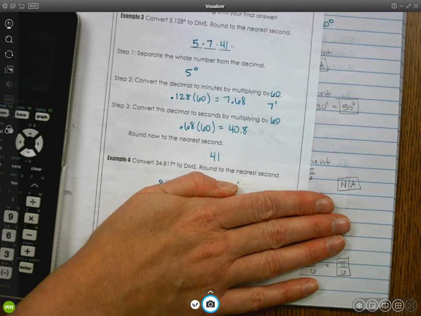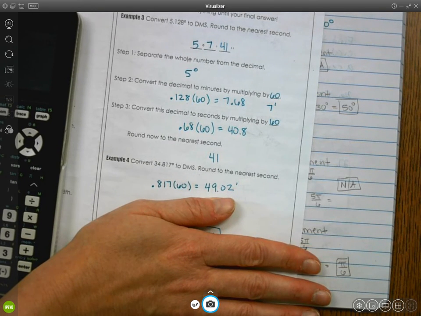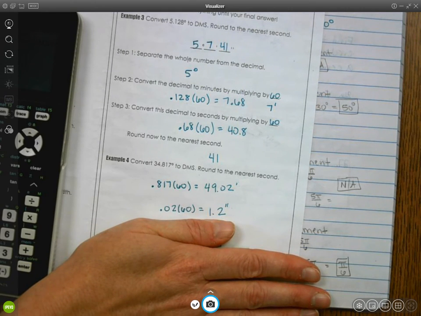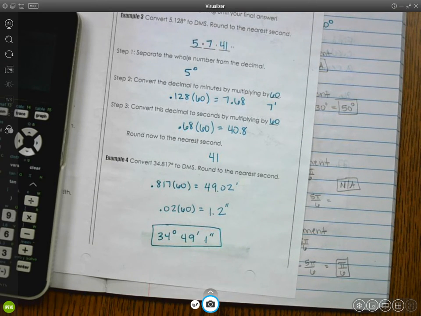So 34 whole seconds. That's not a second, that's a degree, sorry. 34 whole degrees. And then you do 0.817 times 60, and we get 49 minutes. You do 0.02 times 60, and you get 1.2 seconds. So we get 34 degrees, 49 minutes, and 1 second.